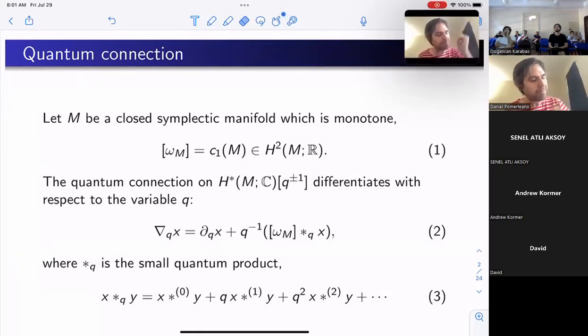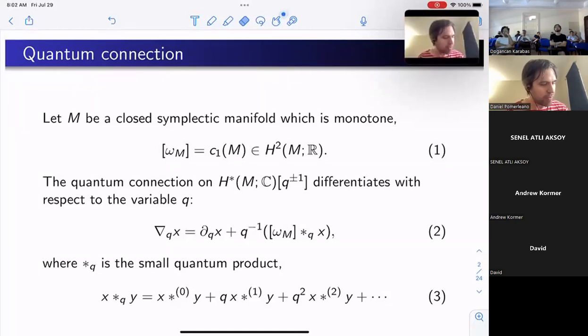So the setting we're going to take is the simplest version of the quantum connection, where you have a monotone symplectic manifold. That means the class of the symplectic form is the same as C1. And the quantum connection is going to be a one-parameter quantum connection, meaning you're going to use a single Novikov variable Q, and we're only going to differentiate in the direction of Q.